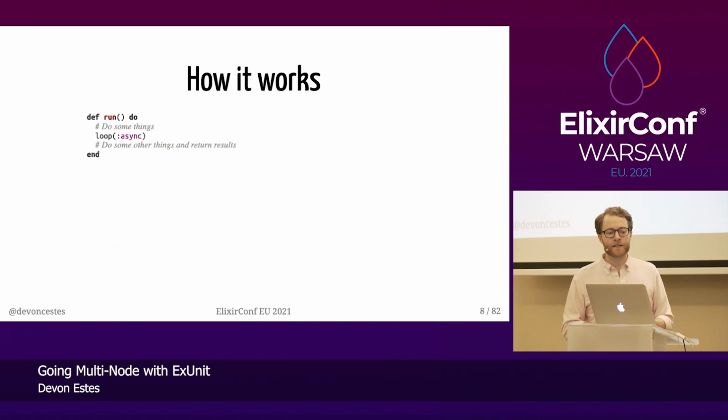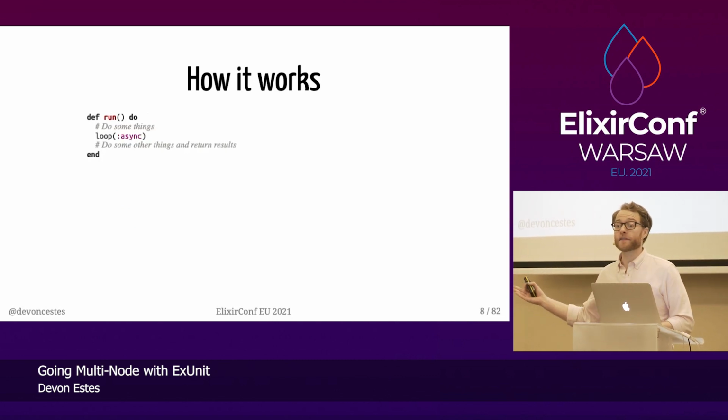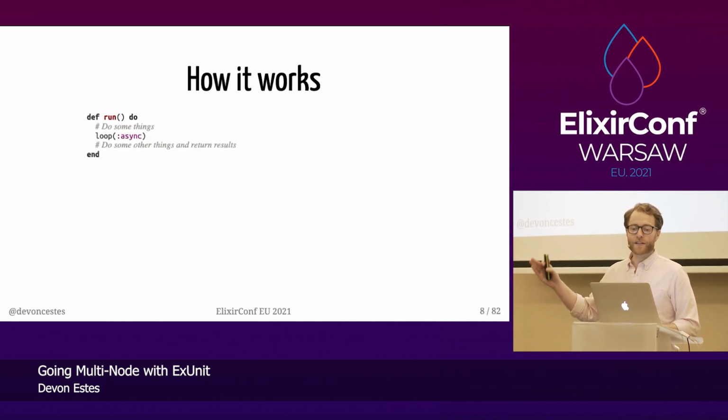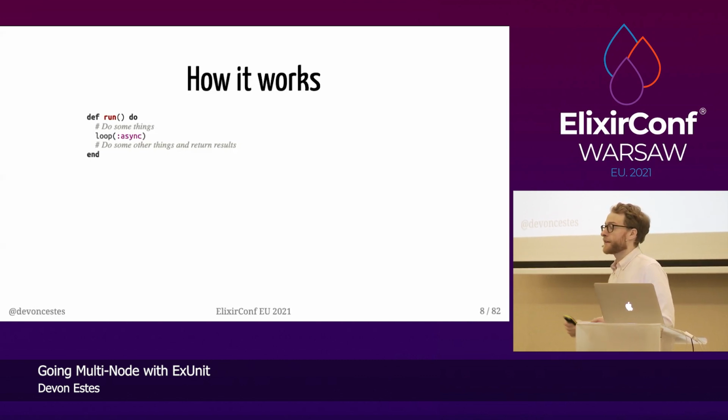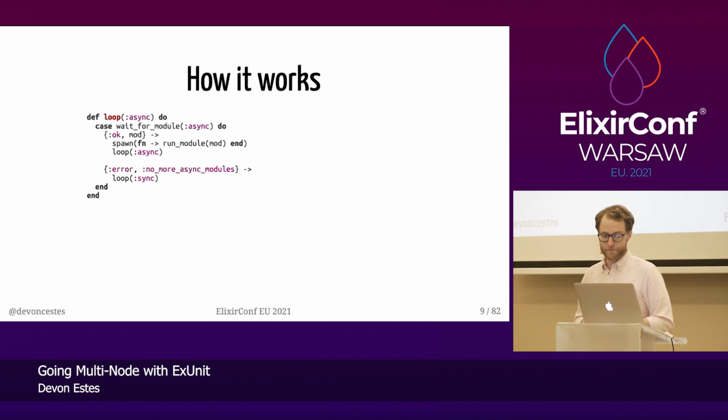Digging a little bit deeper, again, the entry point to this is that run function. And we don't really care about what happens before it calls that loop function. And honestly, for today, we don't really care about what happens after. A lot of stuff happens there because ExUnit is incredible and it does so much for us. But it's not important to today. So really, what we want to know is that when it starts running, it enters that loop. And it starts with the async clause of that function.